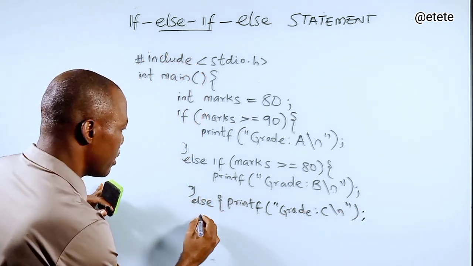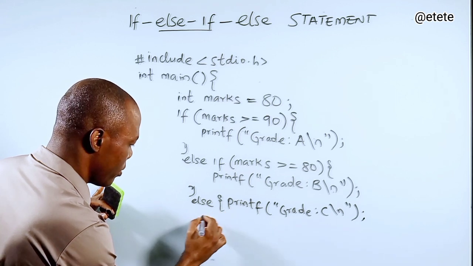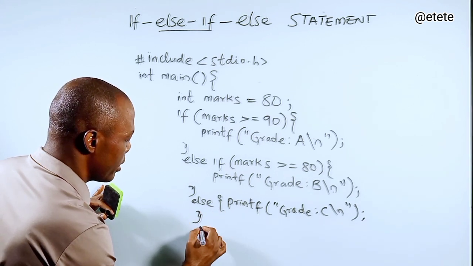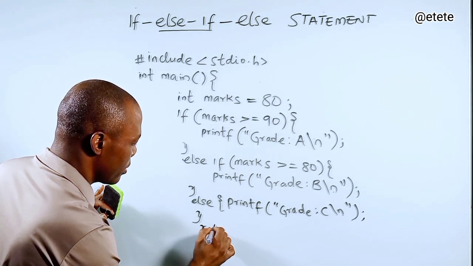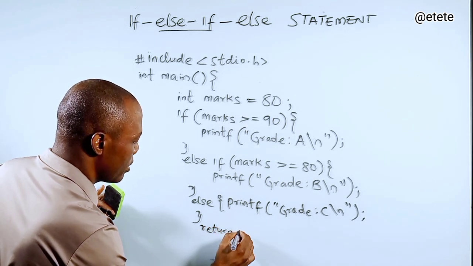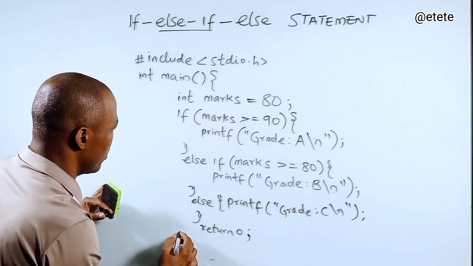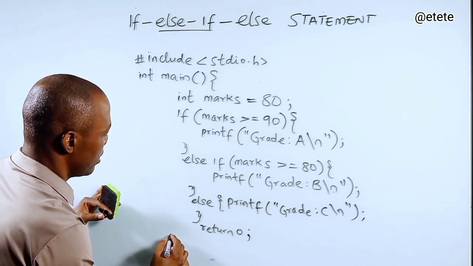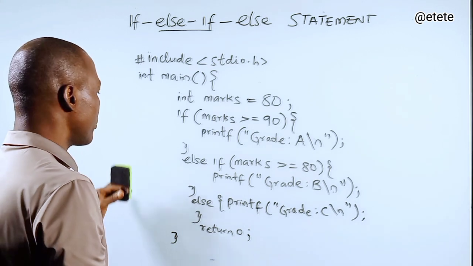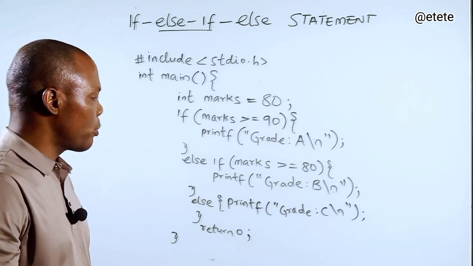Yeah. Then this one, I will close it here. Then I will say return 0. Then this one, I will close it. All right, so this is my program.